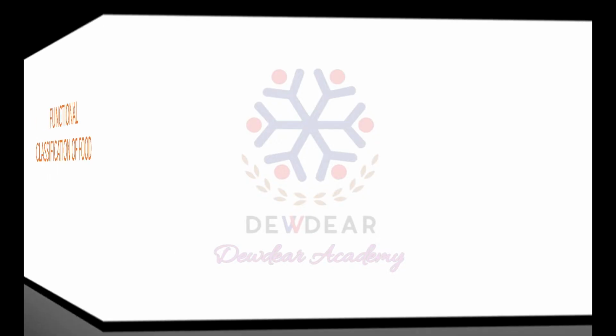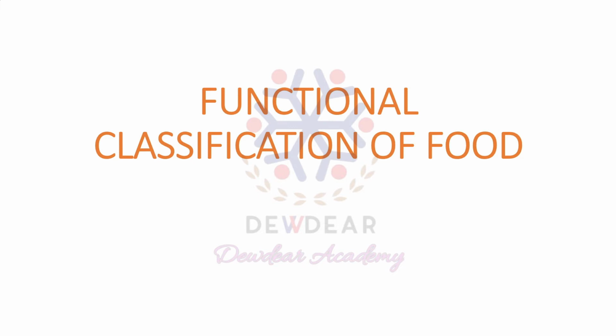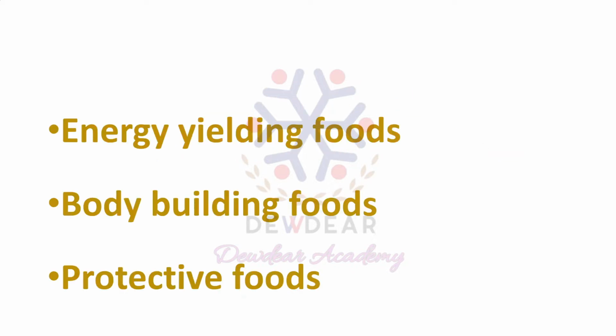So let me start the topic. Functional classification of food. This functional classification of food is based on the role of this food in sustaining the life. So we can divide this into three, that is energy yielding food, body building food and protective foods. These are the three important classifications. So first we will discuss what is the energy yielding food.